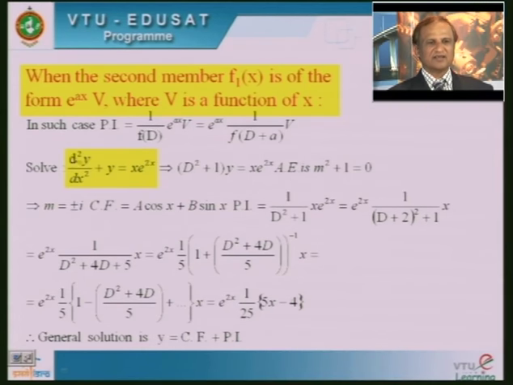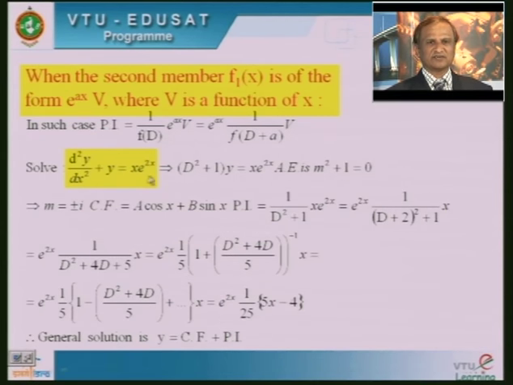For example, the given equation may be in this form: d square y upon dx square plus y is equal to x into e to the power 2x. Is it clear? Observe the right hand side member, clearly it is a non-homogeneous term. x into e to the power 2x is of the type e raised to ax into v, where e raised to 2x into x, so v is equal to x. Is it clear?